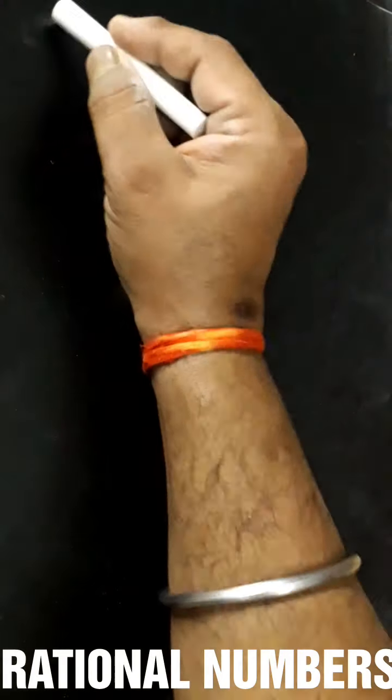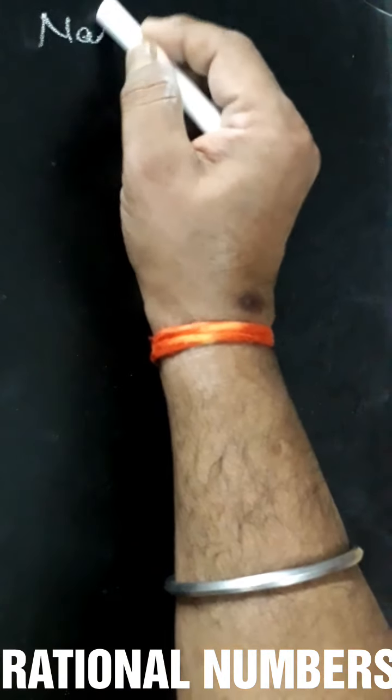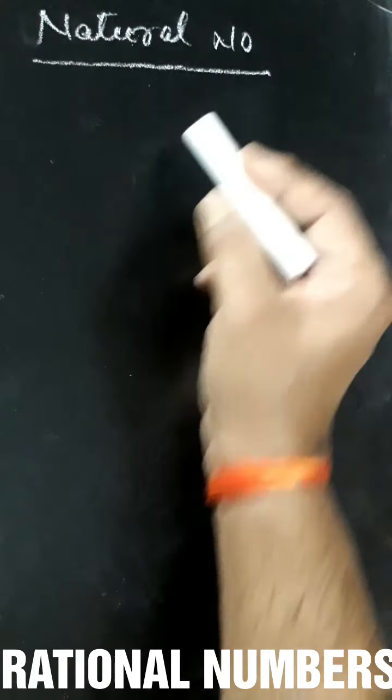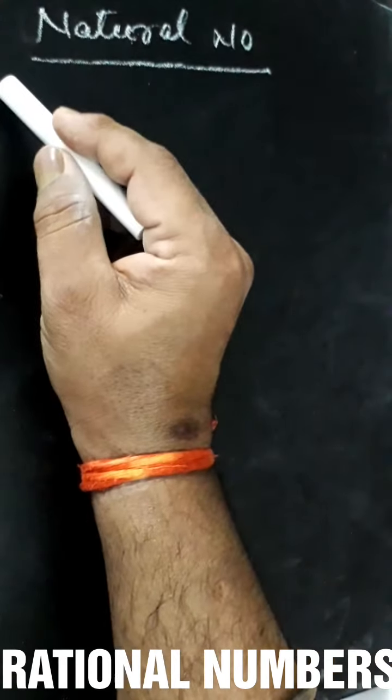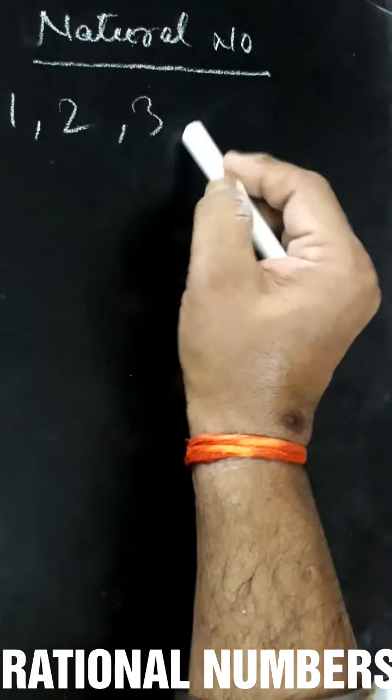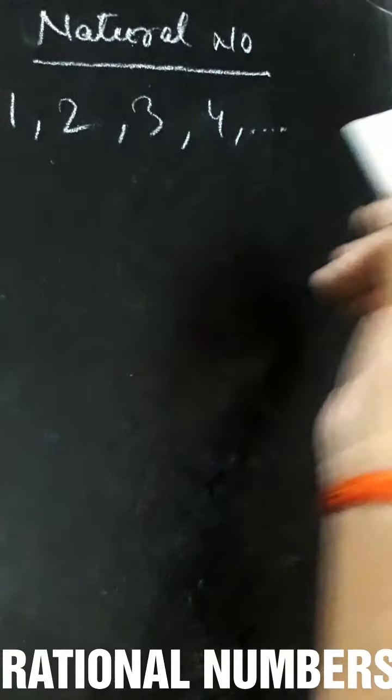Let us start with natural numbers. A natural number is also called a counting number. It starts from 1, 2, 3, 4 and so on. It has no end.